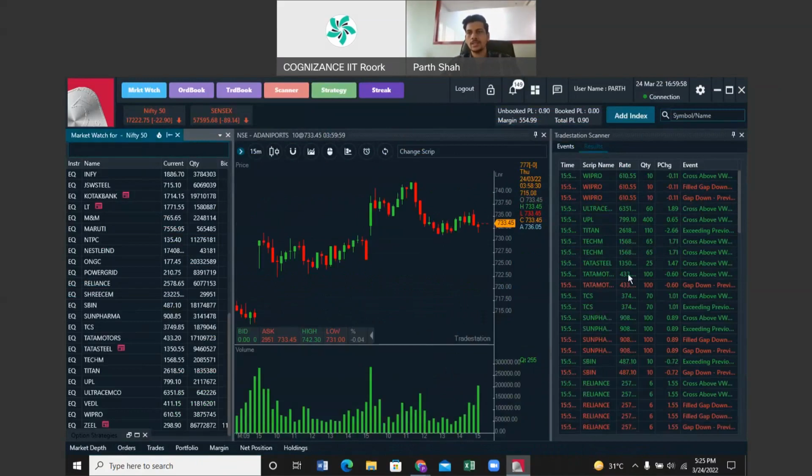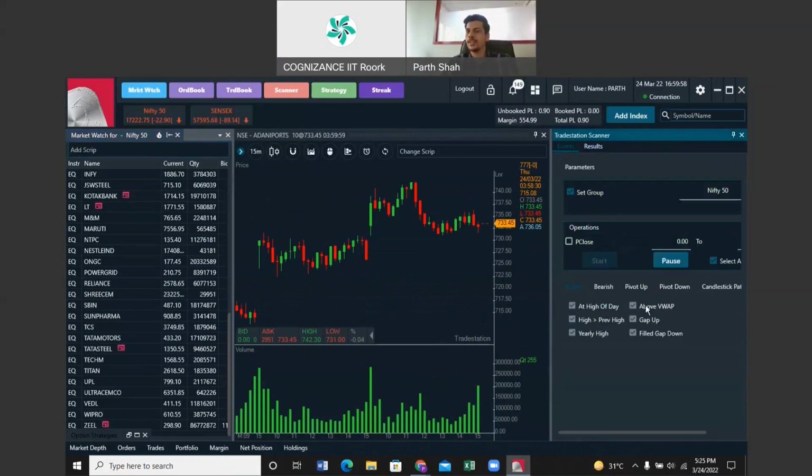Okay, so right hand side is the real-time scanner. So Mr. Ashwini Gujral would have just taught you about the technical analysis, right? And moreover, the candlestick type, and that's how.